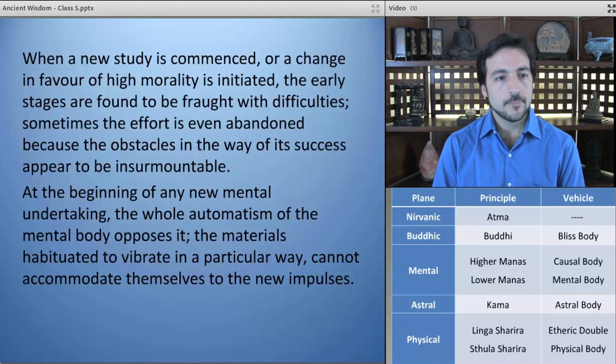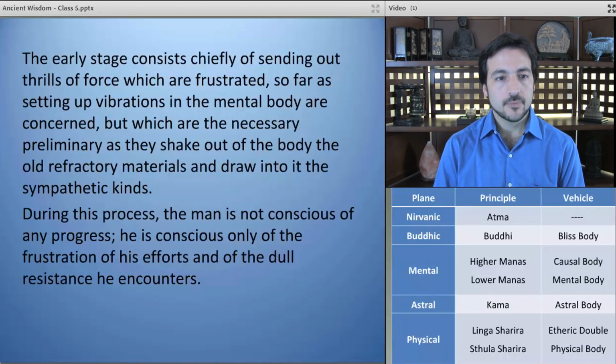The early stage consists chiefly of sending out thrills of force which are frustrated, so far as setting up vibrations in the mental body are concerned, but which, because of the necessary preliminary, shake out of the body the old refractory materials and draw into it the sympathetic kinds. During this process, the man is not conscious of any progress. He is conscious only of the frustration of his efforts and of the dull resistance he encounters.